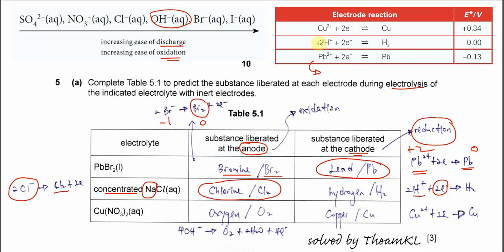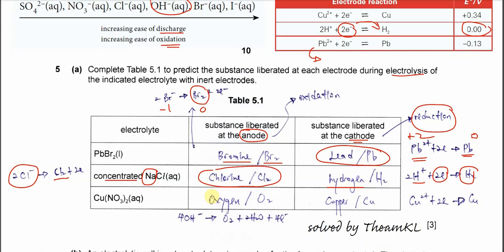Because the hydrogen ion's standard reduction potential is 0, which is more positive than the sodium ion, the hydrogen ion will be the one that undergoes discharge, meaning it's more likely to gain electrons and form hydrogen gas. So for this sodium chloride solution, the sodium ion will not undergo discharge. The hydrogen ion is the one that discharges because its standard reduction potential is more positive, more likely to gain electrons. So it will form hydrogen gas. You see hydrogen gas, you will not see sodium.